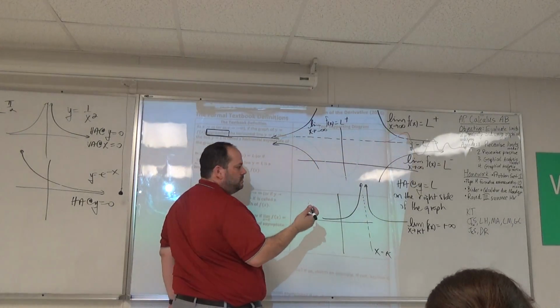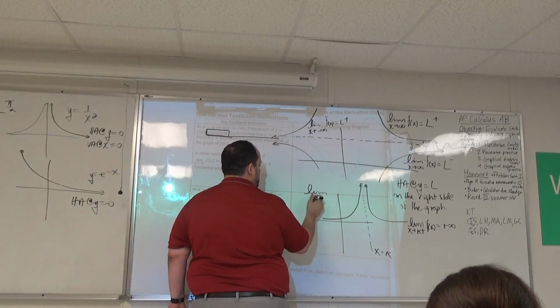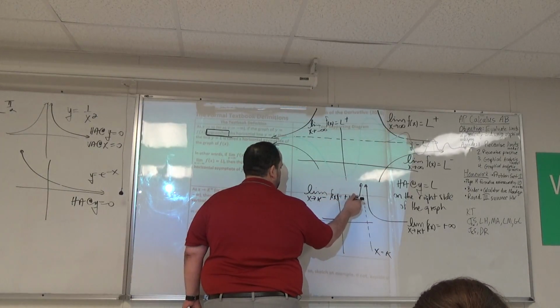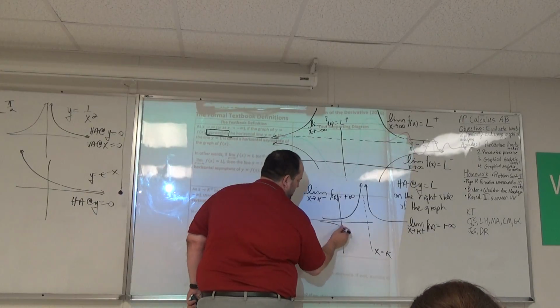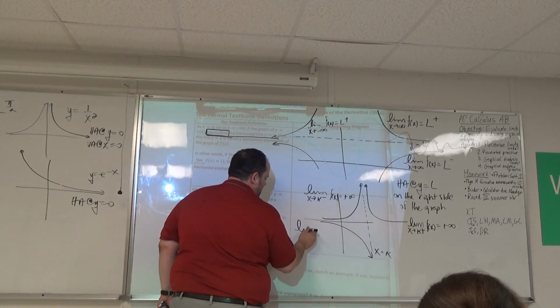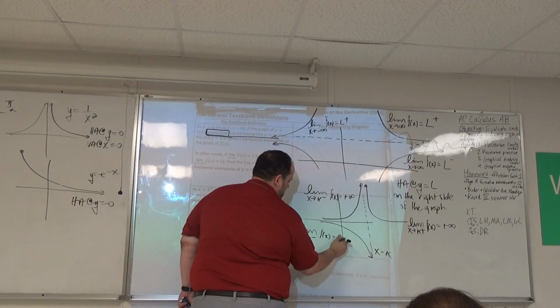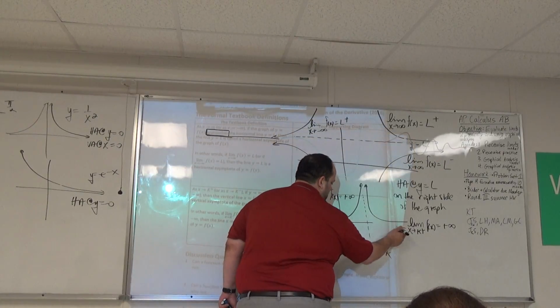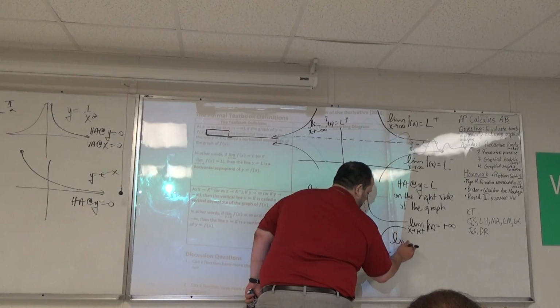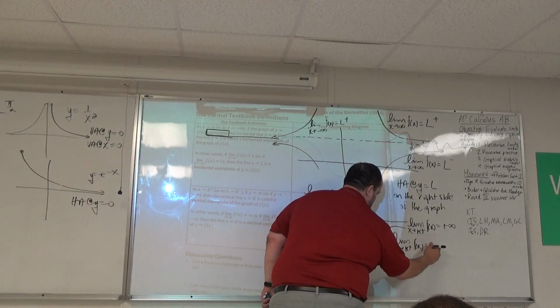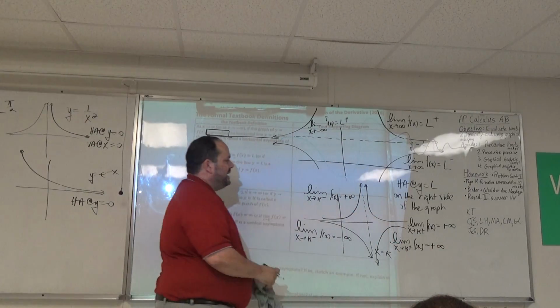Still a vertical asymptote? Yes. My notation here, though, is going to be limit as x approaches k from the left of f of x is going to be positive infinity. My graph could do that. Or I'd say the limit as x approaches k from the left of f of x is negative infinity. Or my graph could do that. Limit as x approaches k from the right of f of x equals positive infinity.